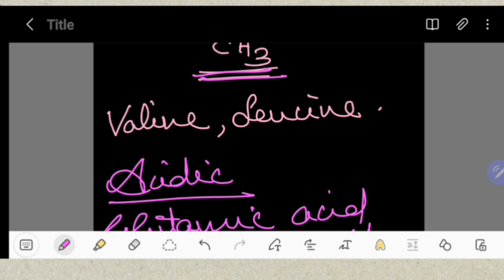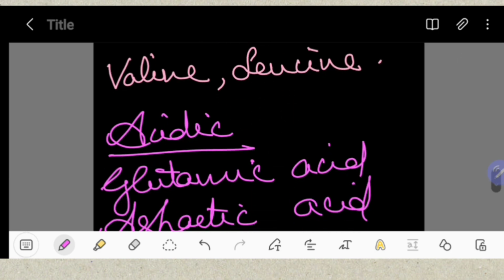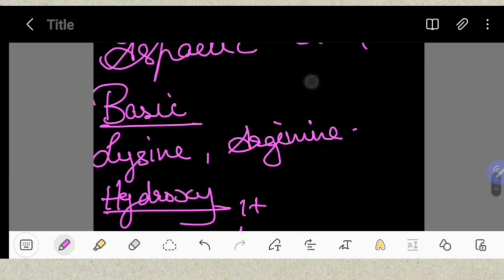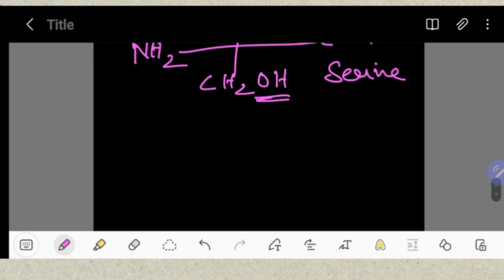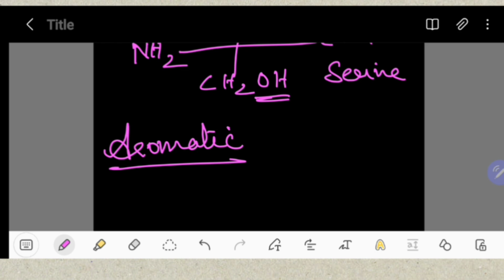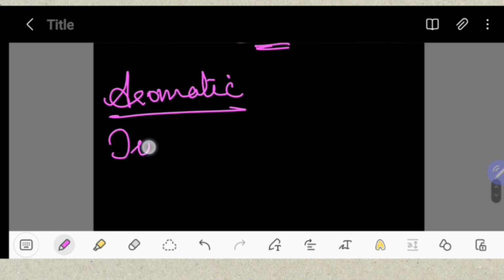Then acidic, the name itself suggests aspartic acid, glutamic acid. Basic, lysine and arginine. Then you have some hydroxy containing ones, that is serine. Then you can have some sulfur containing ones like methionine. I don't want you to study all these, I am just giving examples. Then you can have some aromatic amino acids. Aromatic means cyclic structure, heterocyclic or homocyclic. An example is tyrosine.